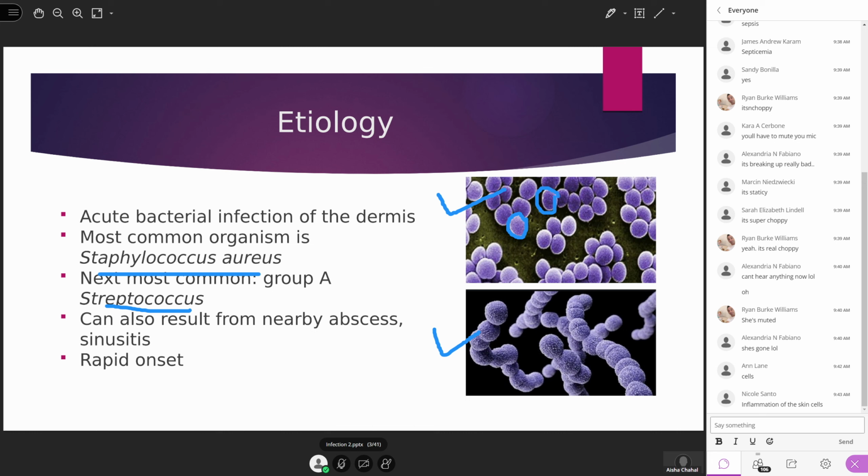Obesity, previous cellulitis, PVD, where the blood supply is low. Tinea pedis is the fungal infection in the foot, and a weak immune system. So these are pretty self-explanatory risk factors for getting cellulitis.